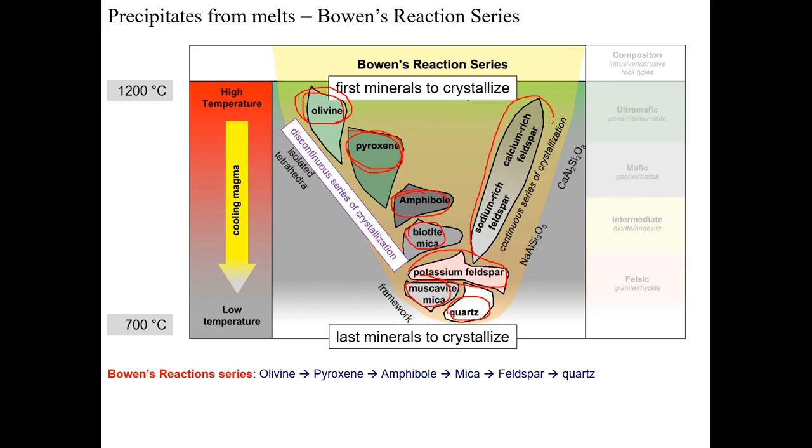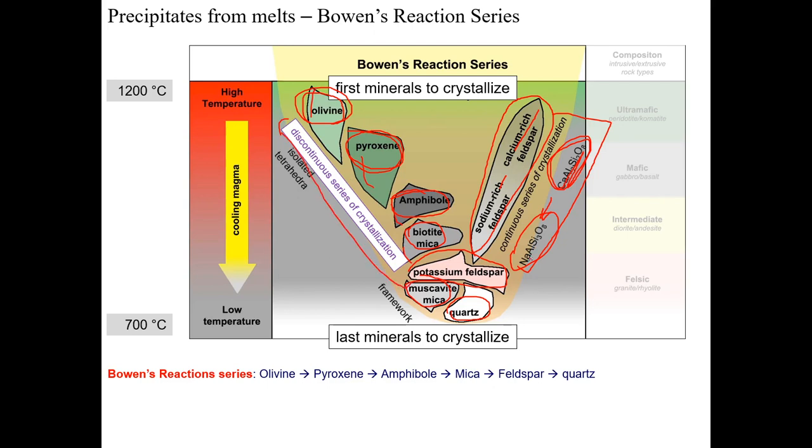Plagioclase feldspar, these are the plagioclase feldspars on this side. These are the calcium-rich feldspars. They are going to be continuously coming out, but their composition is going to change from calcium-rich to sodium-rich. So it'll go from this mineral right here, which is anorthite, which is a type of plagioclase feldspar. And slowly, as it gets cooler and cooler, it will start to become more sodium-rich. So that whole plagioclase series, going from a calcium-rich plagioclase to a sodium-rich plagioclase, is called the continuous series of crystallization. On this side, where you have different minerals crystallizing out, this is called the discontinuous series of crystallization.